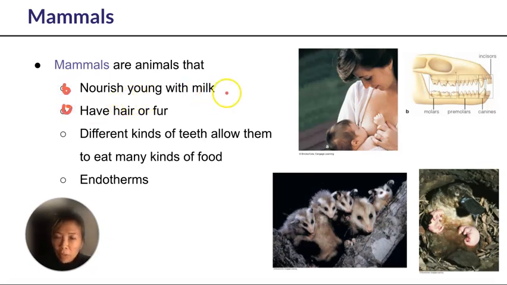Nourishing young with milk. So if you recall in the lab, we had talked about how we have different enzymes that can help process that milk. So mammals are nourishing their young. Another one is the hair and fur. So this hair and fur can help with regards to heat loss by providing insulation.